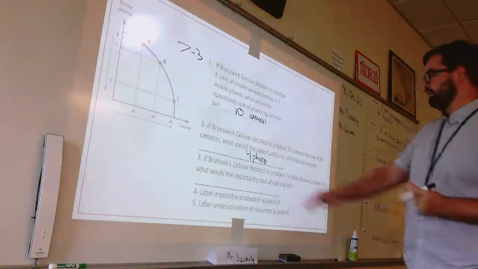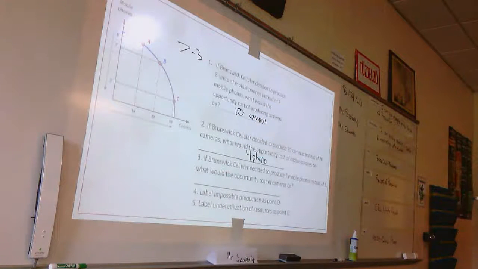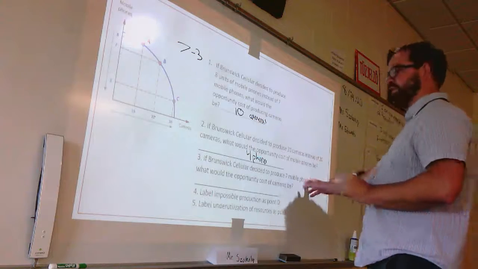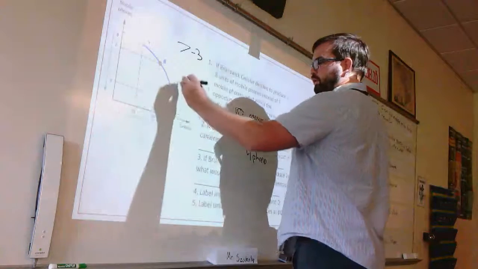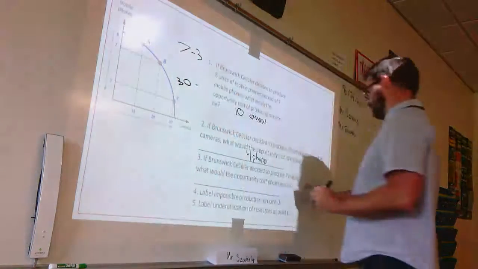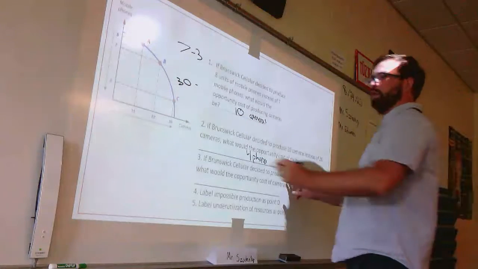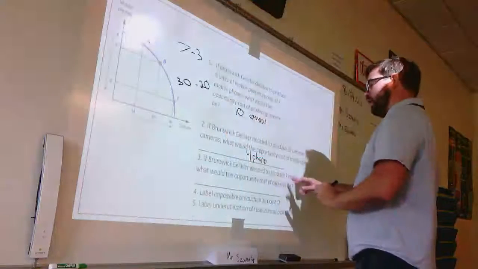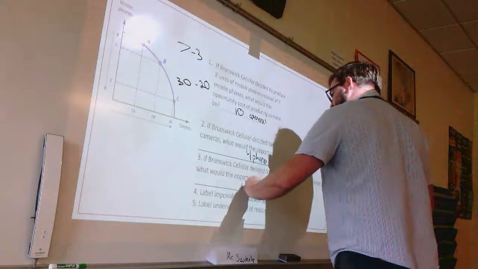All right, so if Brunswick Cellular decided to produce 7 phones instead of 3, what would the opportunity cost of the cameras be? All right, so if we go from 3 phones, where at 3 phones we could have made 30 cameras, to 7 phones, well at 7 phones we can make 20. All right, so in that case, our opportunity cost is, again, 10 cameras.